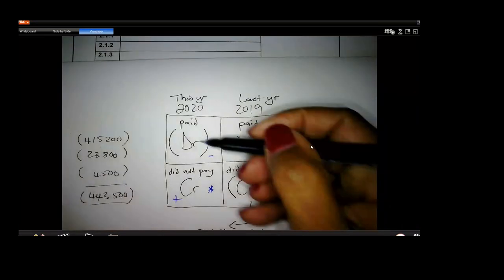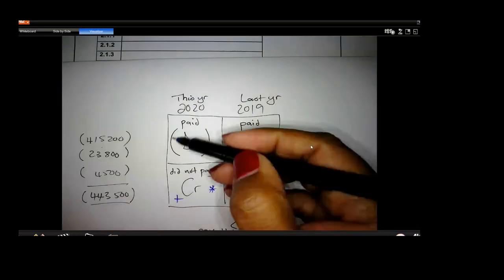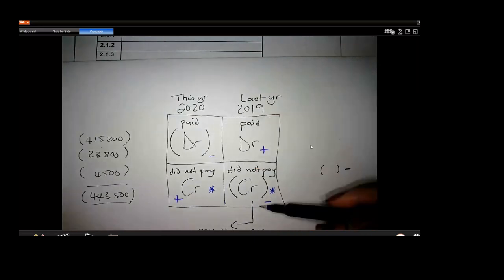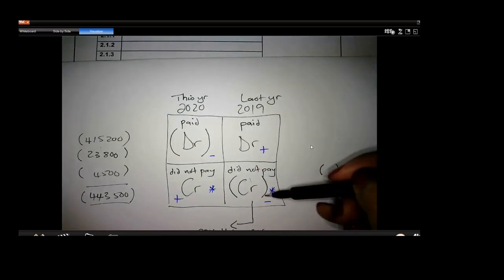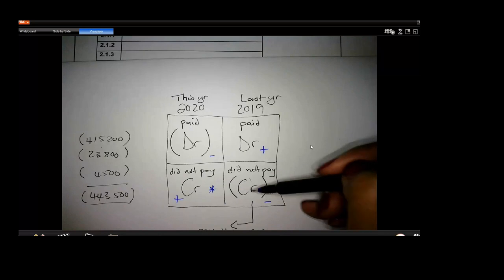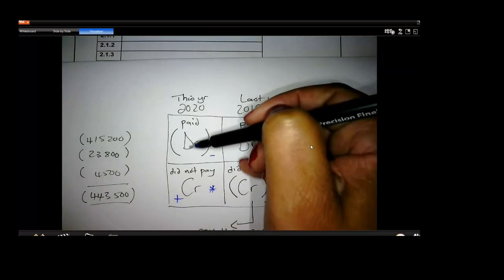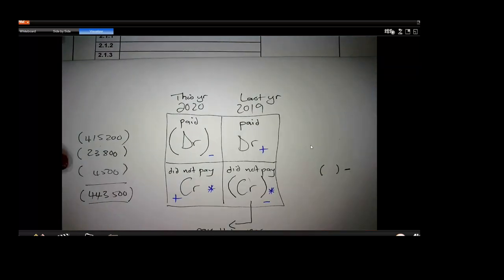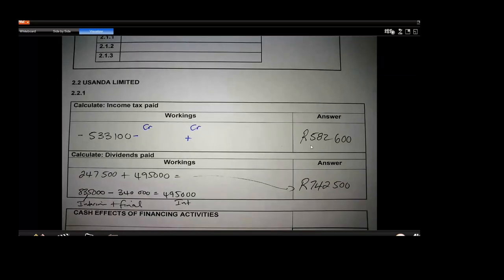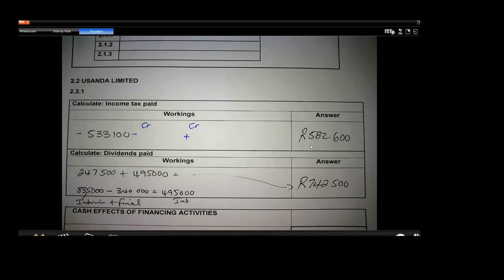There are different ways to work it out, but if you look at it from the outflow, did you pay this year? Or did you pay last year? No, I didn't pay last year, so I must pay this year. Did I pay this year? Did I not pay? So that is how you work it out. Okay, it's not the only way to work it out, but learners, that for me is the quickest way to understand it. So let's just see.